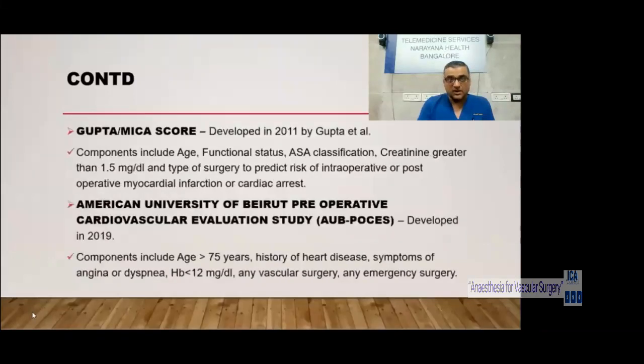the vascular procedures. Another risk score is the Gupta MICA score, developed in 2011 by Gupta et al. Components include age, functional status, ASA, American Society of Anesthesiologists classification, creatinine greater than 1.5 milligram per deciliter, and type of surgery to predict the risk of intraoperative or postoperative myocardial infarction or cardiac arrest. Another latest one is the American University of Beirut Preoperative Cardiovascular Evaluation Study, developed in 2019. Components include age greater than 75 years, history of heart disease, symptoms of angina or dyspnea, hemoglobin less than 12 milligram per deciliter, any previous vascular surgery, or any previous emergency surgery.